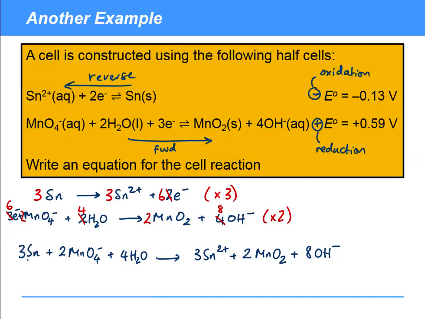We just quickly check that everything is balanced. It should be balanced for atoms, so 3 tins, 2 manganese, 8 oxygens, and another 4 makes 12. And here we've got 4 and 8 making 12, 8 hydrogens and 8 hydrogens, and we just check the charge is balanced. This side is going to be a 2 minus charge, this one is 6 plus, 8 minus, 2 minus, so the charge is balanced. So this is the correct equation.